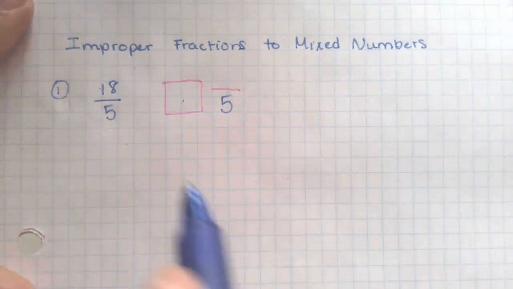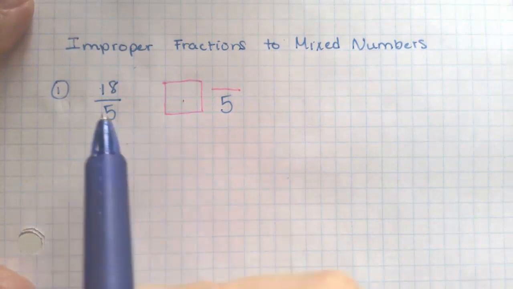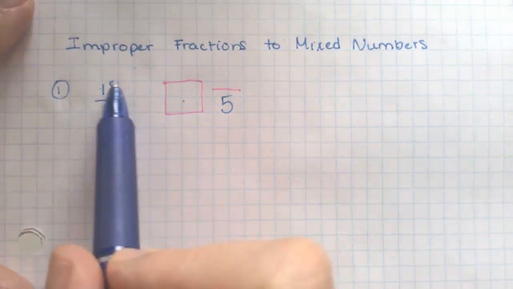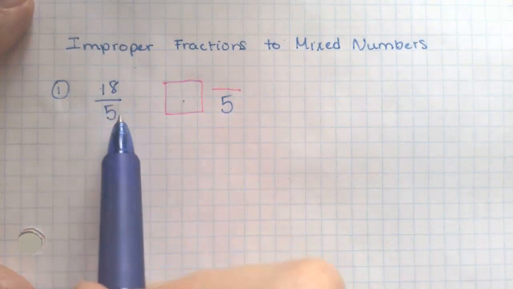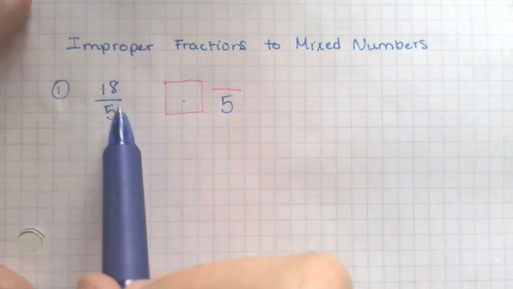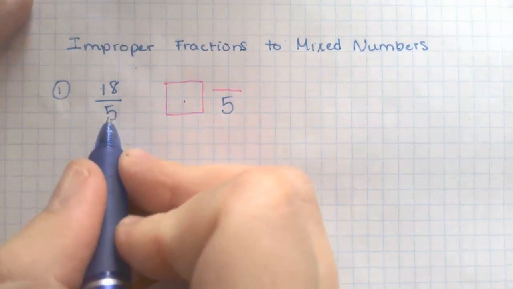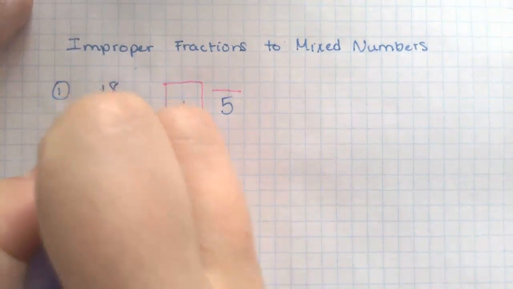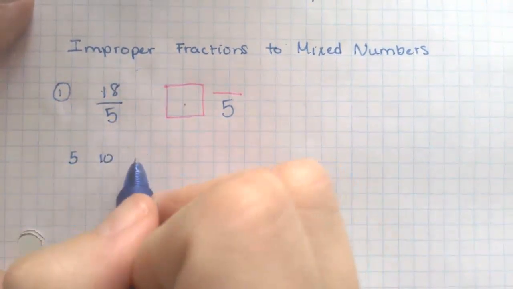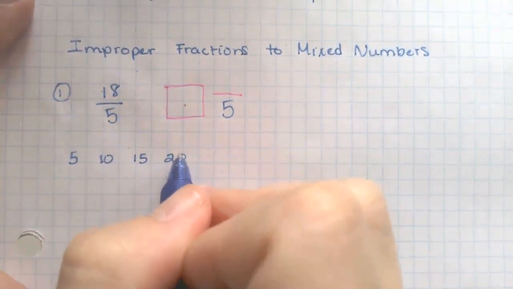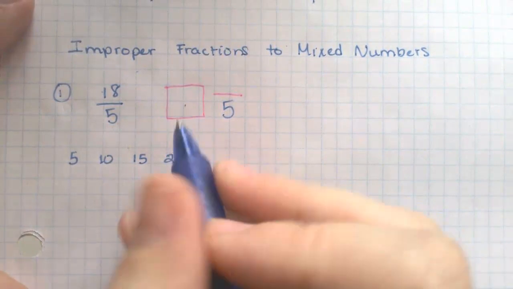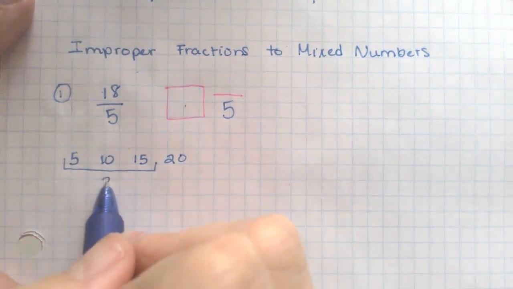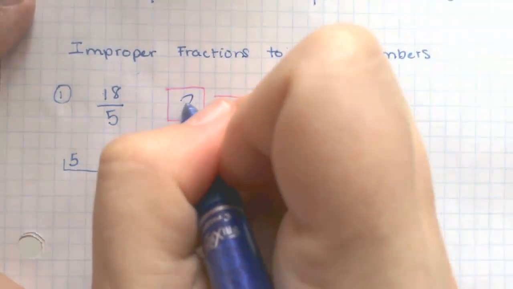So we have been practicing a lot with multiples, right? So I am top heavy, okay? I have 18 parts and I need to put them into groups of 5. That's how I think about it. So how many multiples of 5 can I get before I pass the number 18? So 5, 10, 15, 20. I'm going to stop because I passed 18. So I have to ask myself, how many multiples of 5 did I fit? Well, there were 3. So that's your big number.